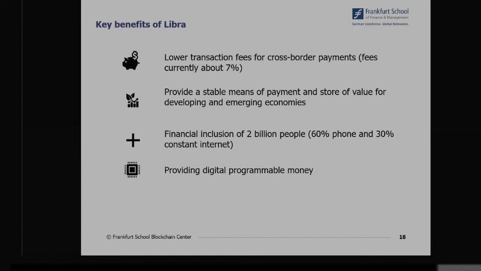And as a fourth point, Libra will also be digital programmable money. So here, this is the aspect of delivery versus payment. I explained in the beginning that this basically is a DLT-based means of payment. So if you have a use case where you need, for example, a blockchain, you can now use, in theory, then, if it's live, of course, Libra to have a form of money which is also DLT-based.